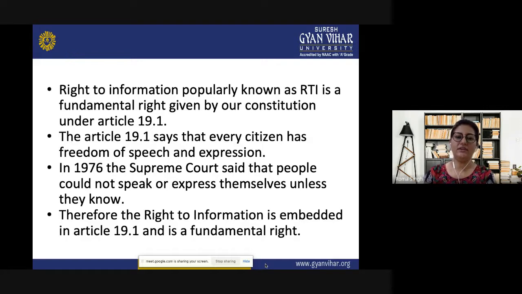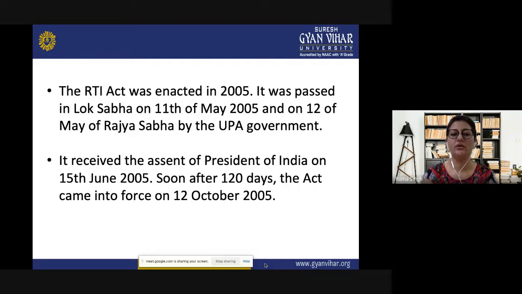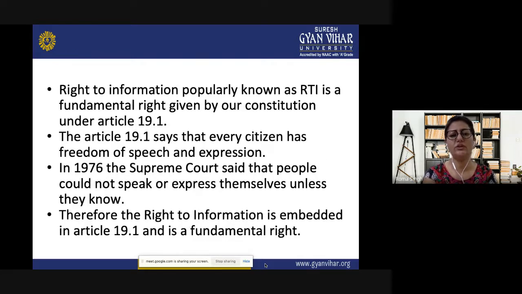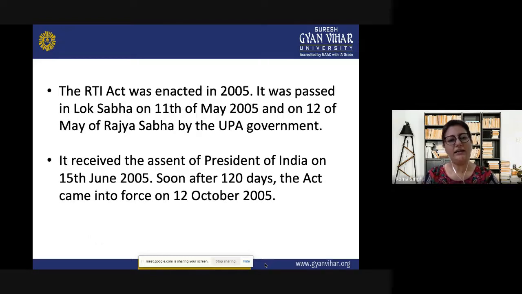In 1976, the Supreme Court said that people could not speak or express themselves unless they know. So, therefore, the right to information is embedded in Article 19.1 and is a fundamental right. The RTI Act was enacted in 2005.